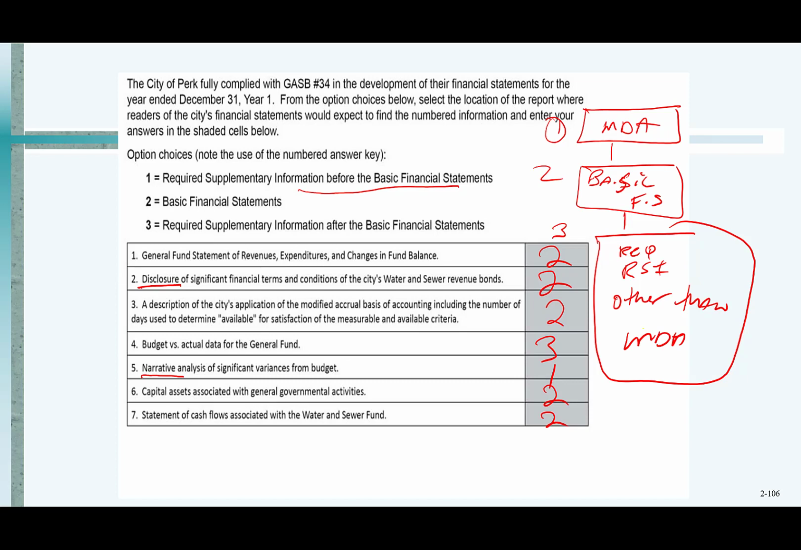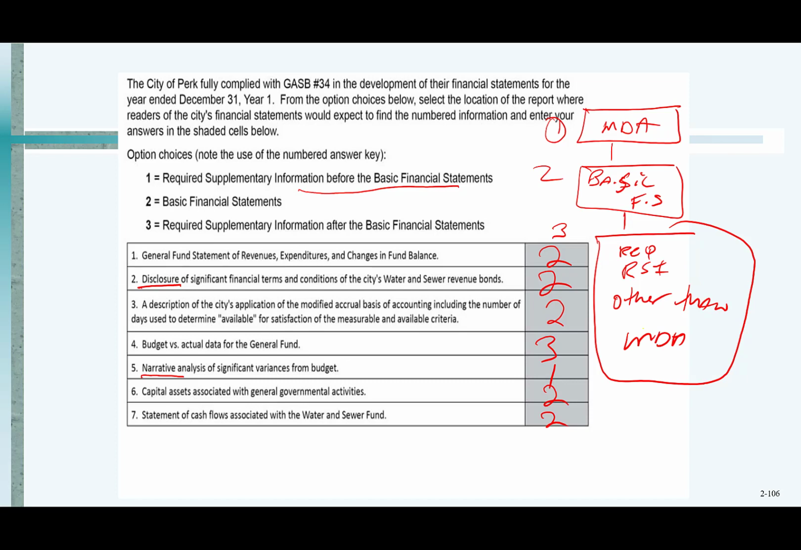Number 3, description of the city's application of the modified accrual basis, including the number of days. We're going to talk more about how we recognize revenue in Chapter 4, but descriptions of significant accounting policies, again, is a footnote type disclosure, right? Okay.